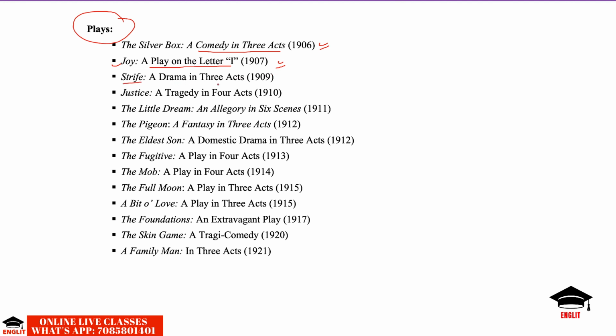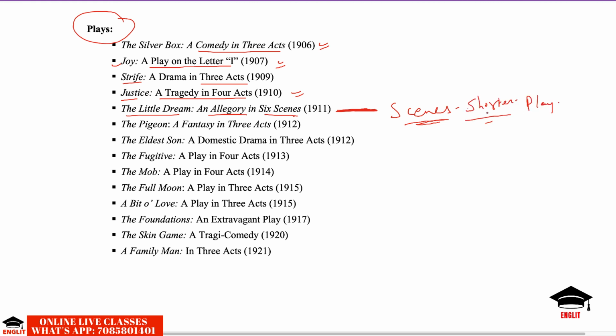Strife, a drama in 3 acts. Justice, a tragedy in 4 acts. So the subtitle suggests that it is a tragedy. The Little Dream, it is an allegory. So it is also important, allegory in 6 scenes. It is not in acts. It is simply in scenes. That is to say, it is a shorter play. The division is not in acts, merely it is in scenes.